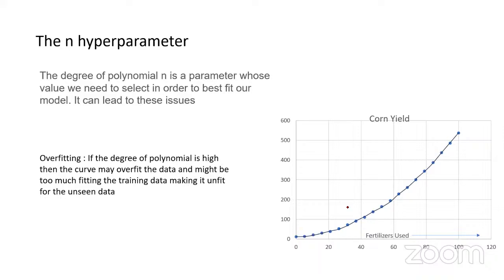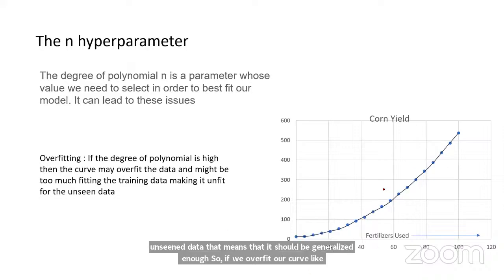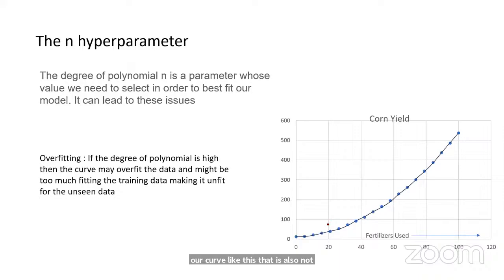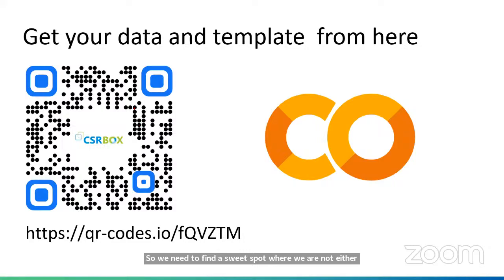sometimes this equation is also not desirable because it will lead to overfitting of our data. That means our data is being overfit because we are covering all the data points that are there in the training set, and our prediction is more and more relying on the data that we have. It should be able to see the unseen data. That means it should be generalized enough. So if we overfit our curve like this, that is also not desirable. If we underfit our curve like this, that is also not desirable. So we need to find a sweet spot where we are neither overfitting nor underfitting. All right, so let's quickly code that.